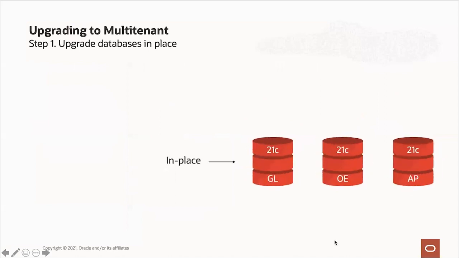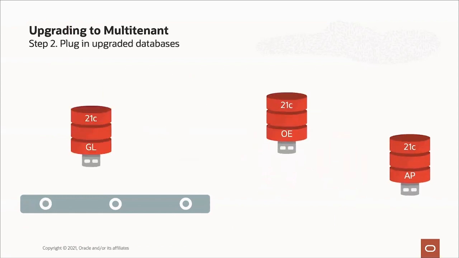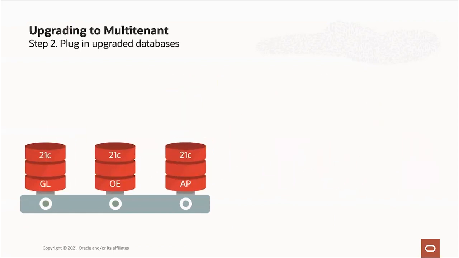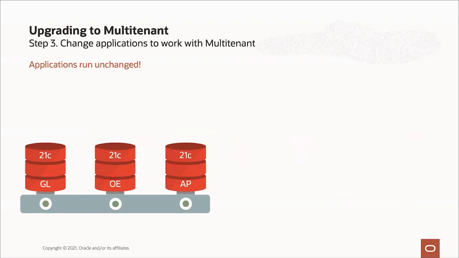That's 21C these days, or perhaps 19C if you're upgrading your production databases. That's where you should be aiming. You adopt them as PDB. So basically create a CDB and you plug them in. And step 3 is that you upgrade your applications to work with multi-tenant. But wait, since the applications run unchanged, there is no step 3.